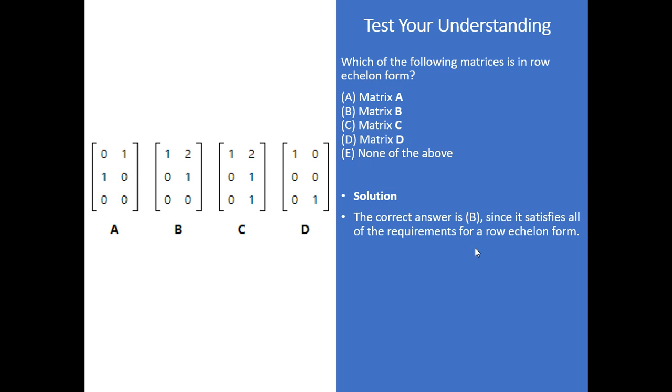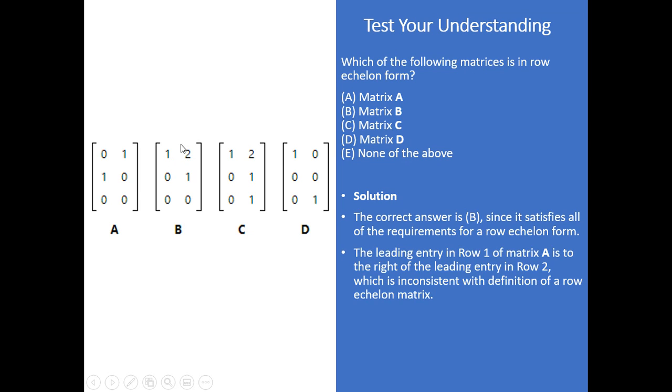So if you guessed B, that is correct. The correct answer is B, since it satisfies all the requirements for row echelon form. Notice that for letter B, we have a 0 below, a 0 below. We don't need to have the 0 above the leading ones.